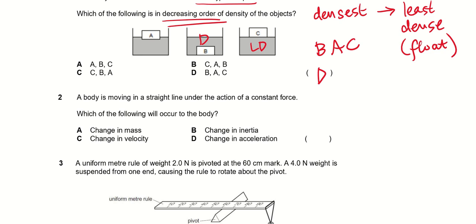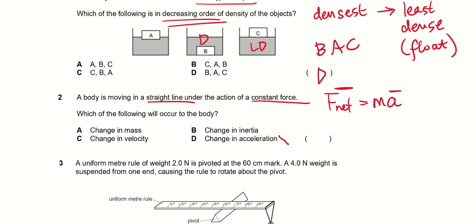Okay, next question. A body is moving in a straight line under the action of a constant force. If it's a constant force, and let's say there is no friction, or the friction is also constant. If the force is constant, that means the acceleration will be constant. So which of the following will occur to the body?